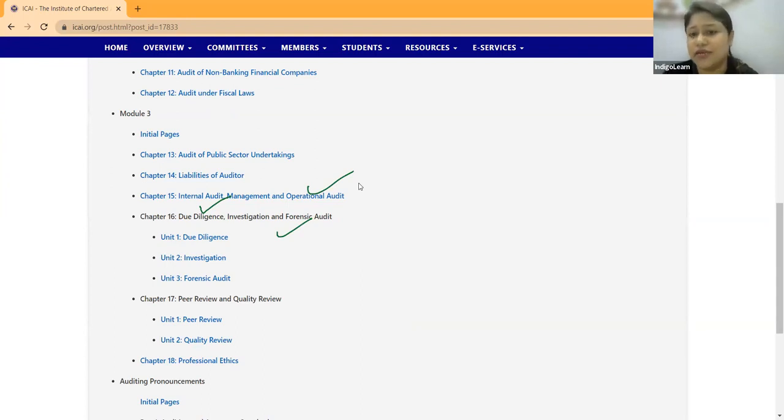Now comes something very interesting. This, which you have never studied earlier, has now been introduced. These are considered to be emerging areas.